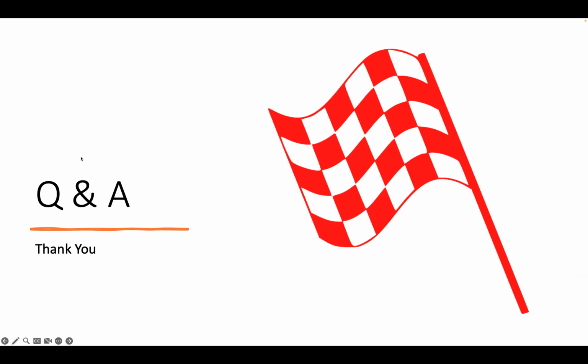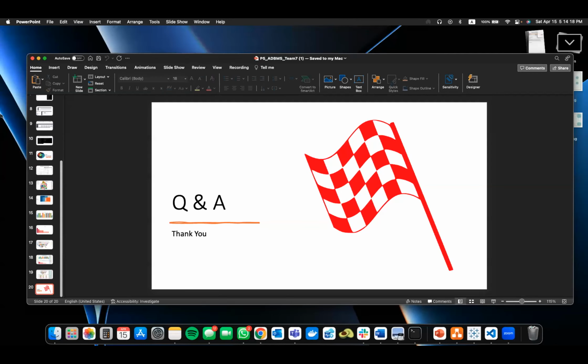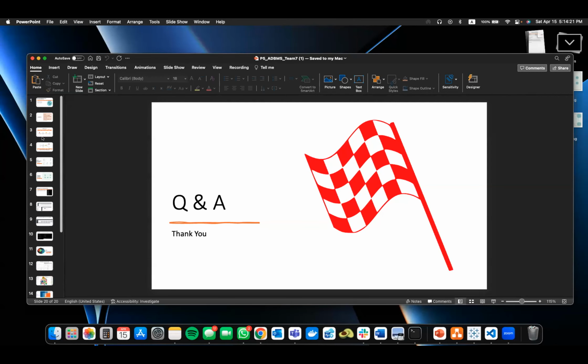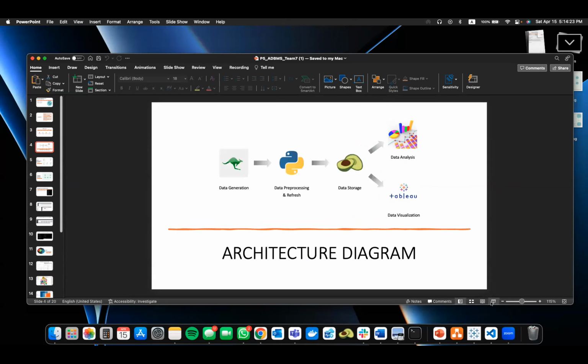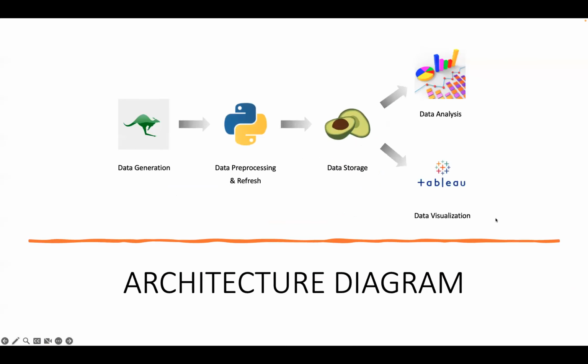Could you switch back to your architecture diagram? One second. So your data pre-processing and refresh is a Jupyter Notebook, right? Yes. I remember you mentioning that currently your notebook is running locally, right? We were running it locally to show the live demonstration. We can just run the same script in a cron job, so as per our schedule, whenever we want, we can run it as per our convenience.